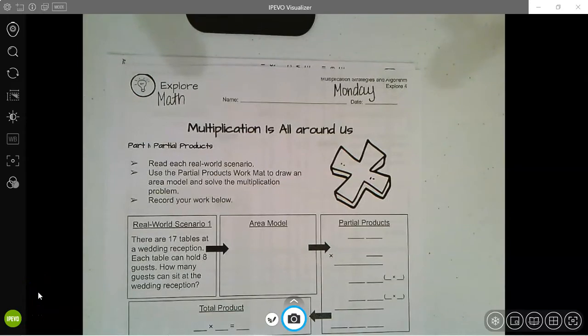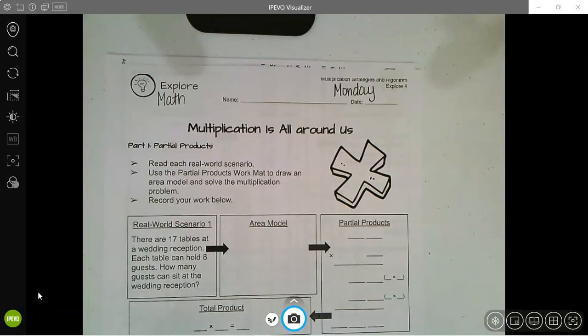Okay guys, for math, you're going to need the handout that says Math Monday. Multiplication is all around us. So we're going to take what we were doing last week, which was the area models, and turn it into partial product. And guys, partial product is where we're going to be breaking apart the tens and ones to help us find the total. Okay, so this is going to be a little challenging in the beginning.